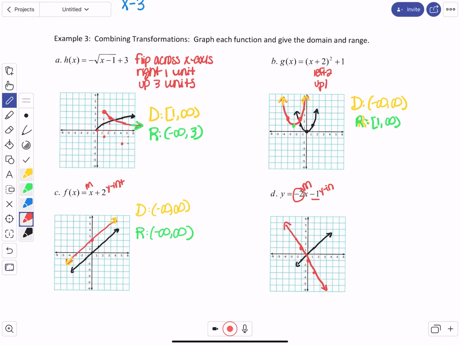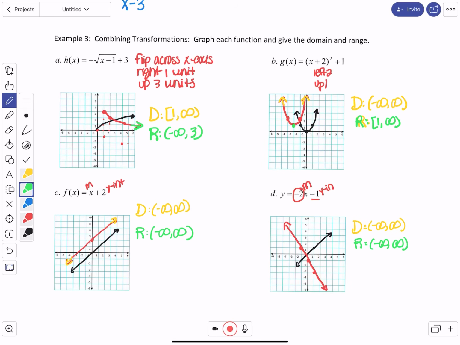Okay? All right. So for your domain, how far left is it going? Well, it's going to the left forever, and it's going to the right forever, which is expressed by negative infinity to infinity. And as far as range, it's going down forever and up forever.